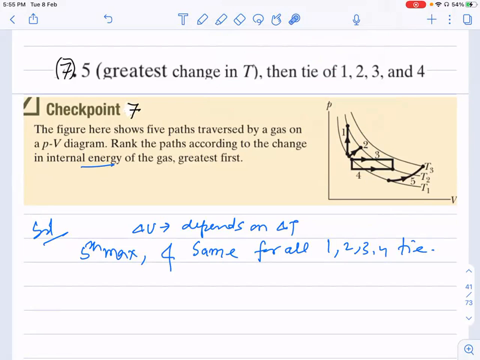And fifth process, gas is going from T1 to T3 temperature. So maximum temperature. Okay. Like these questions are there for testing you.